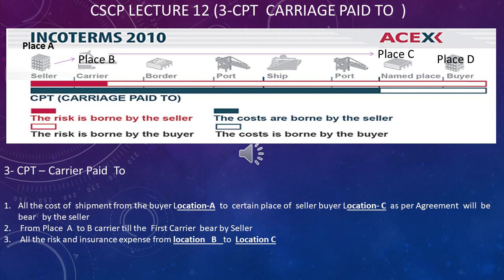So this is easy. Again, I tell you, all the cost for the transportation from the seller location to place C, the buyer desired location, will be borne by the seller. All the insurance cost and risk from point B, or maybe from point A to C, will be borne by the buyer. So the expense of transportation is borne by the seller, the insurance cost is borne by the buyer. So hope you understand this one. It's not that complex. Please listen to the rest of my lecture.